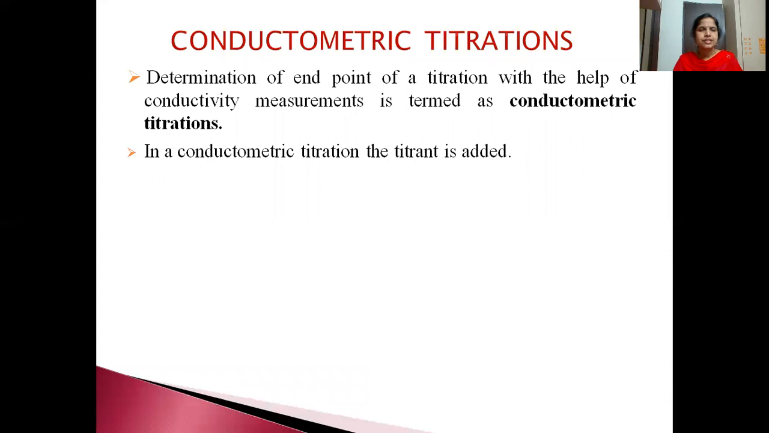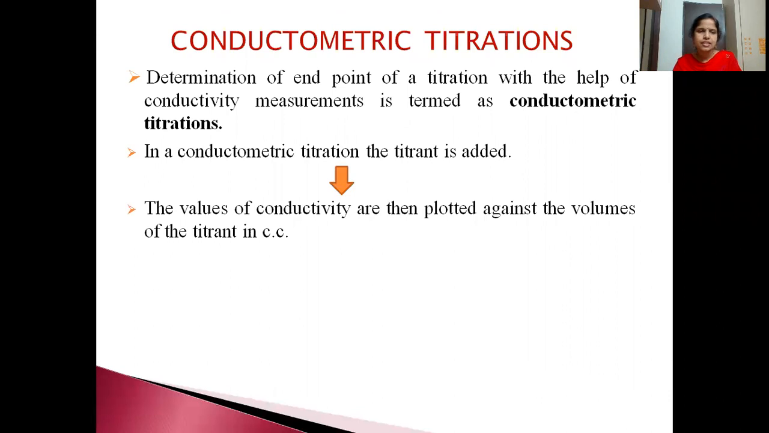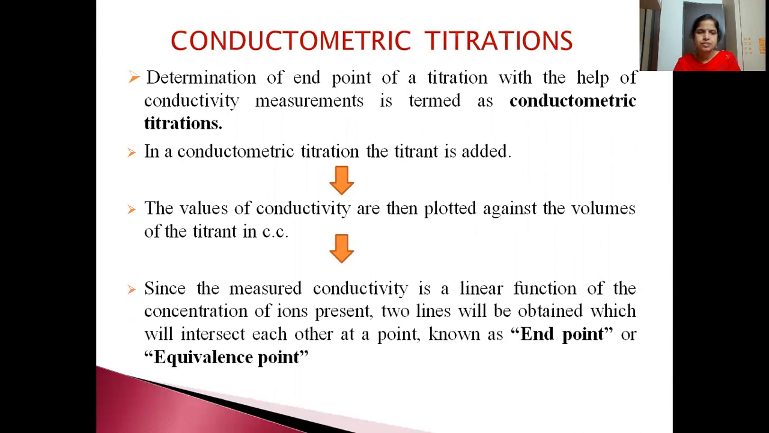In conductometric titrations, the titrant is added from the burette, and the values of conductivity are noted down. By adding 1 ml of the titrant, the conductance will change, and that should be noted down. Since the measured conductivity is a linear function of the concentration of ions, two lines will be obtained which intersect each other at a point known as the end point or equivalence point.